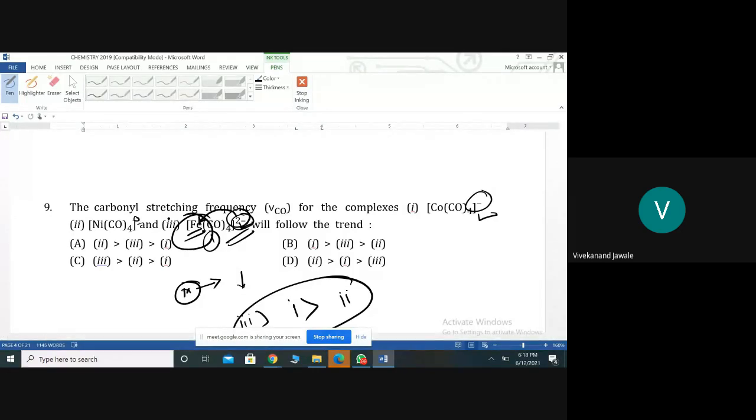Among the following, which one has higher electronegativity? This complex has higher electronegativity. So will it have the lesser frequency? Shweta, can it have the lesser frequency? Yes, sir. Are you satisfied with this answer? Yes, sir. Thank you, sir. Okay.